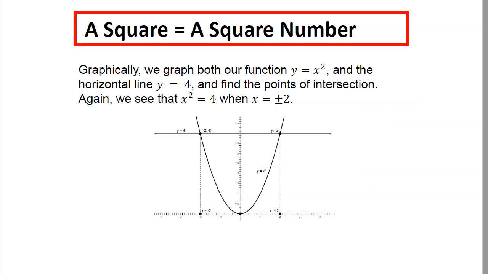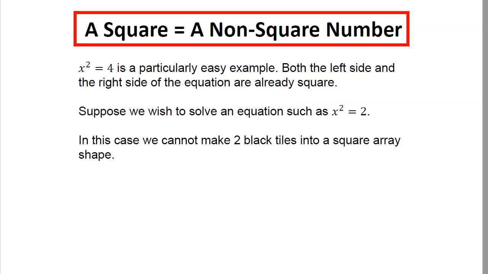Graphically, if we graph our function y equals x squared and the horizontal line y equals 4, we see that those two graphs intersect when x equals plus or minus 2. x squared equals 4 is a particularly easy example. Both the left side and the right side of the equation are already square.